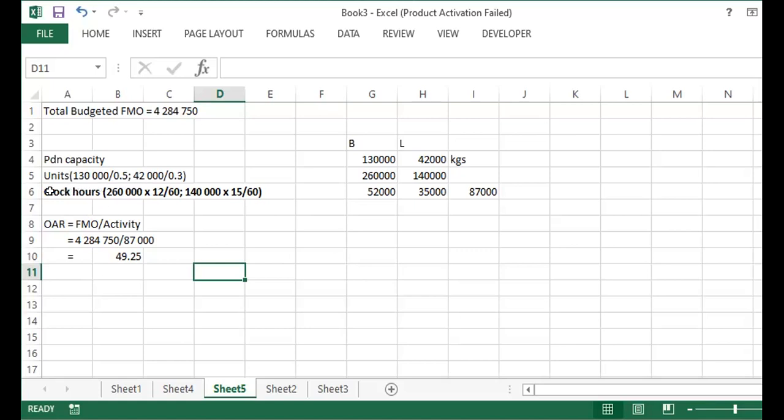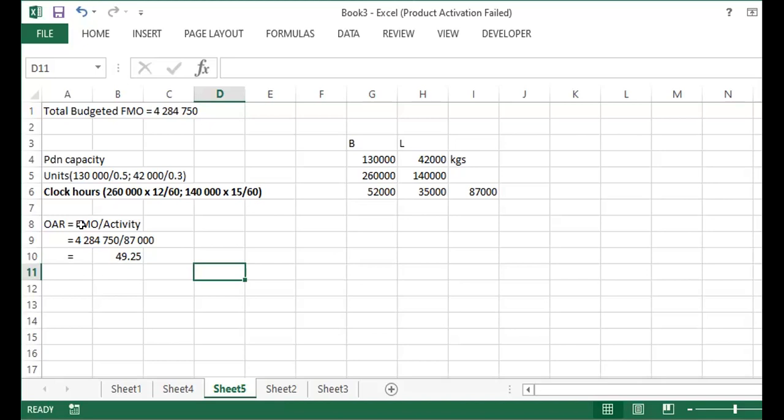So where does this come in handy again? This OAR, what is this used for? This overhead allocation, right? Remember that we are dealing with budgeted information. In one of the classes, I was mentioning the reason why we are using budgeted information: the OAR is mainly used for valuing your inventories, which is basically your cost of production.